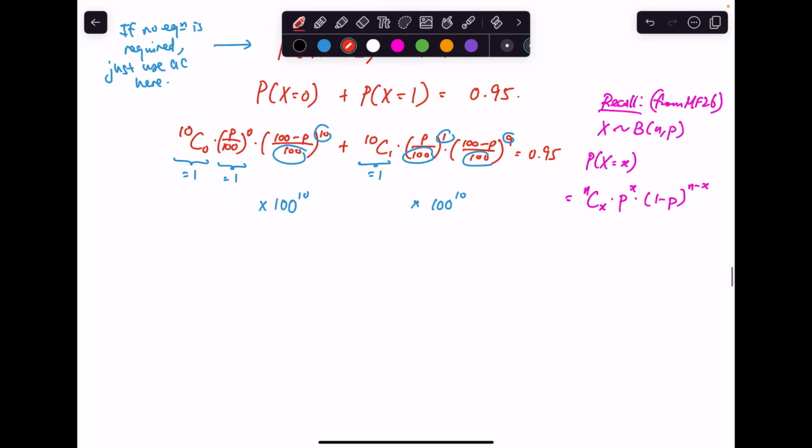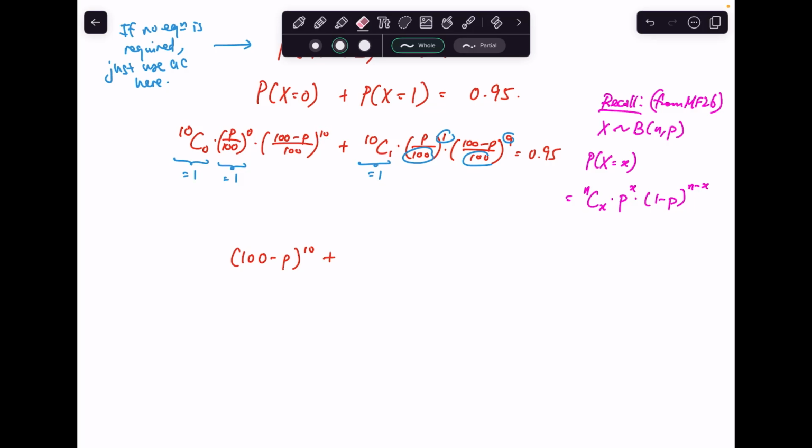And now my left hand side would be (100 minus p) to the power of 10 plus, okay, I need to multiply everywhere, so 100 to the power of 10 as well. Actually, sorry, let me reverse this. I don't need to do that because I can just use GC from now on. Anyway, I have formed the equation, so I can just write it down in GC.